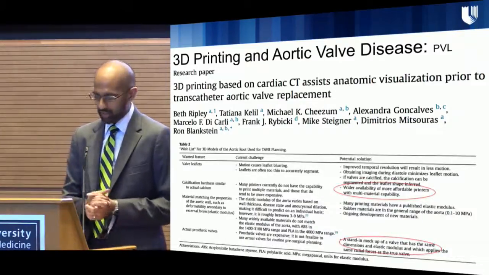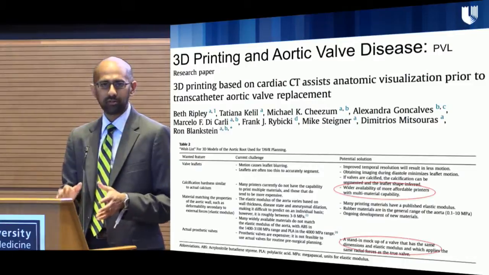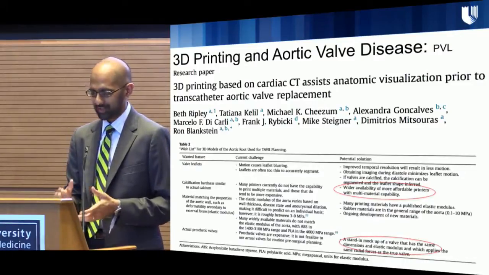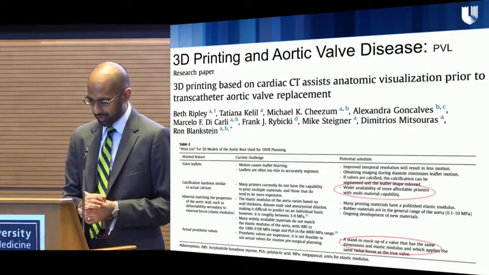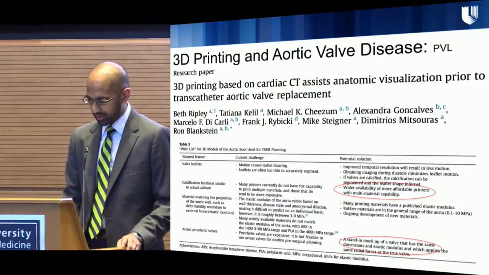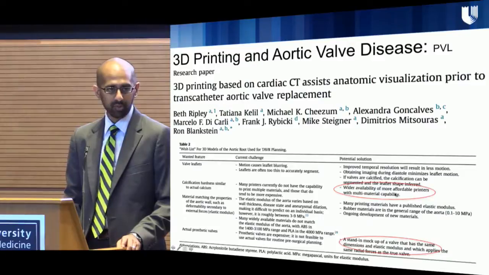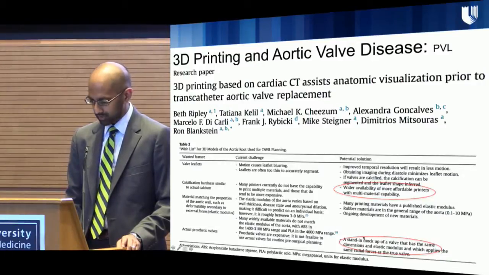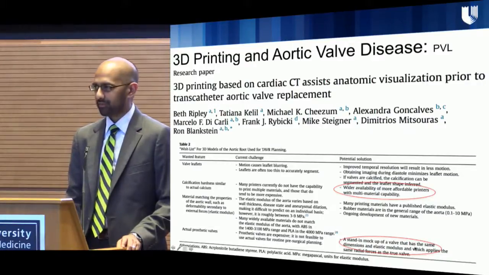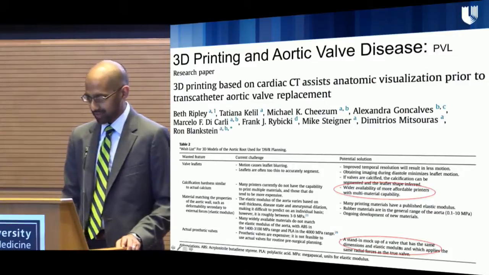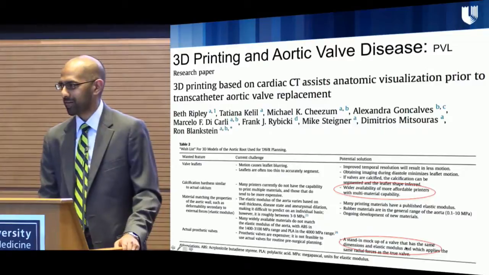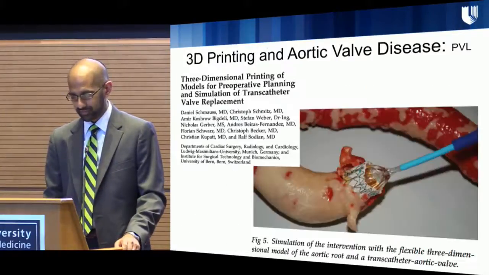And the authors actually ended their paper saying, look, there are a few more steps we need to actually get to this, what they would consider holy grail. And a couple of things I've highlighted here. We need a wider availability of printers with multi-material capability. That's still pretty difficult to do. And we actually need a mock-up of these valves. Either that or we have to get examples of these valves from manufacturers, which is not easy to do.